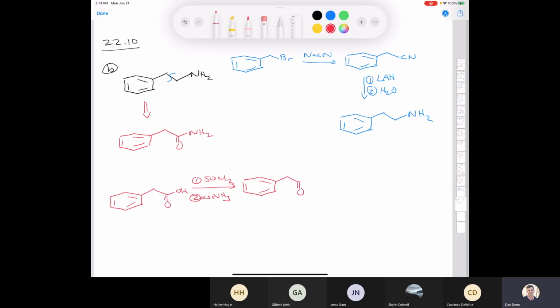And then we know that we can reduce the carbonyl to a methylene by first treating it with lithium aluminum hydride, followed by water. And that's going to give us our primary amine. So again, we get 2 ways of making the same thing. I'm going to skip C because it's very much in the same vein as these ones. And so we're going to move on from there, and we're going to look at some new ways to make amines.